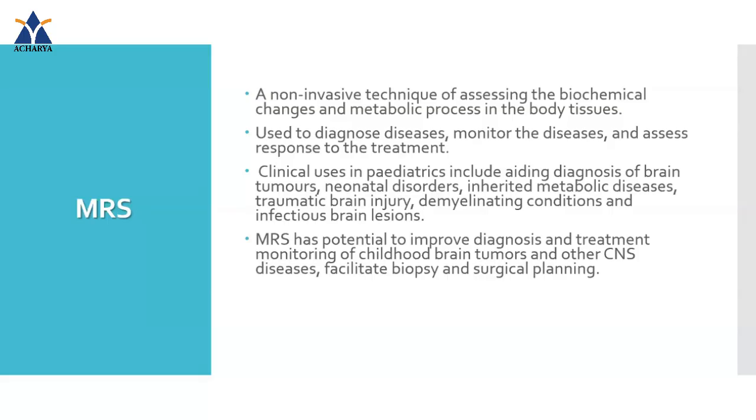First you have to take routine MRI images for the anatomy of the tissue, and then it will reveal complementary information about the biochemical composition of the imaged tissue. Its clinical uses include aiding diagnosis of brain tumors, neonatal disorders or any neuronal disorders, and metabolic diseases related to the metabolites or biochemicals present inside the tissues and lesion. And it is most commonly used in the case of brain tumors.